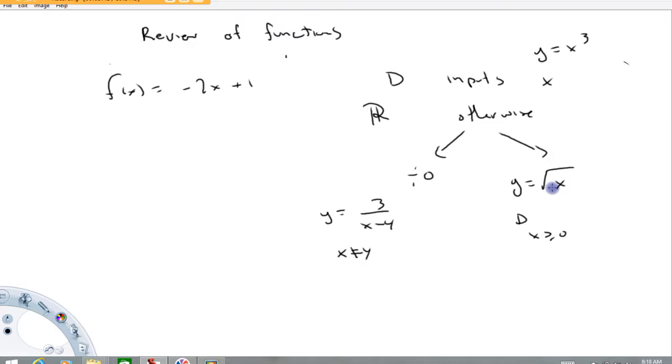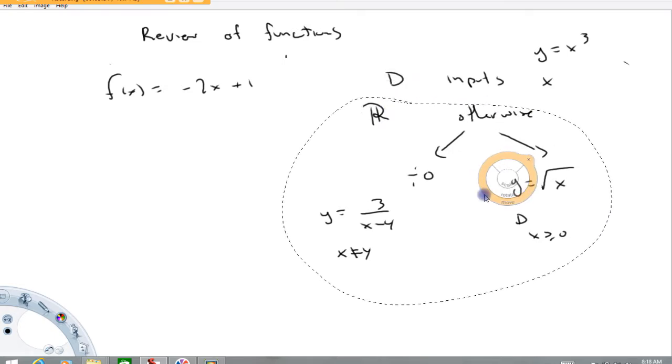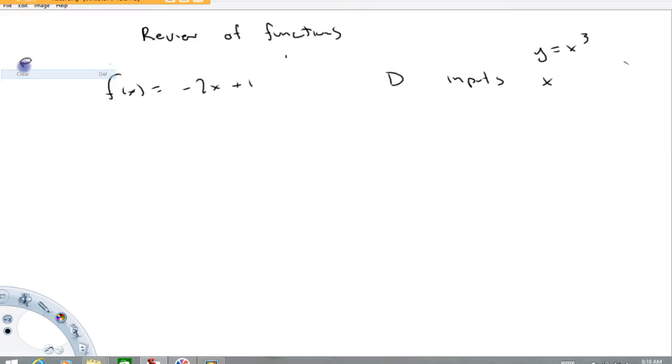So generally speaking, when you're finding domains, start with an all real numbers assumption, and then look for algebraic problems. And these are the two types of problems that will occur. As we look over here, there is no fraction, so there's no division by zero possible, and there's no radicals. So the domain of this function is all real numbers.